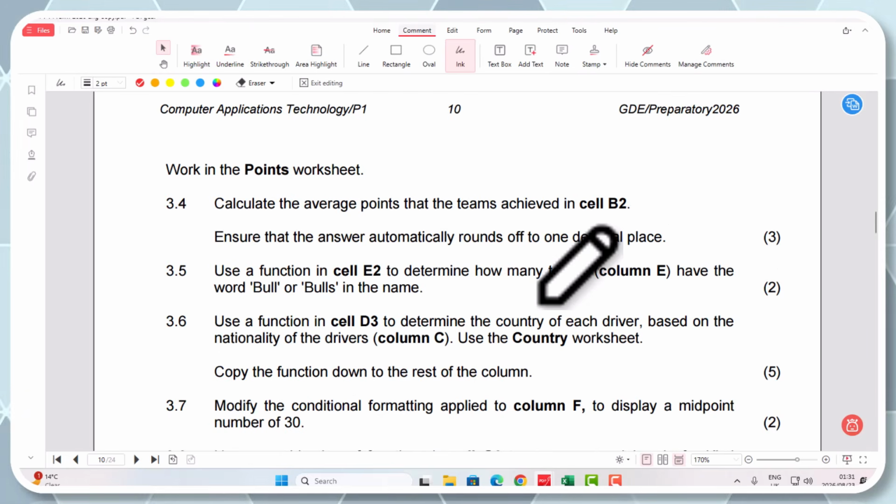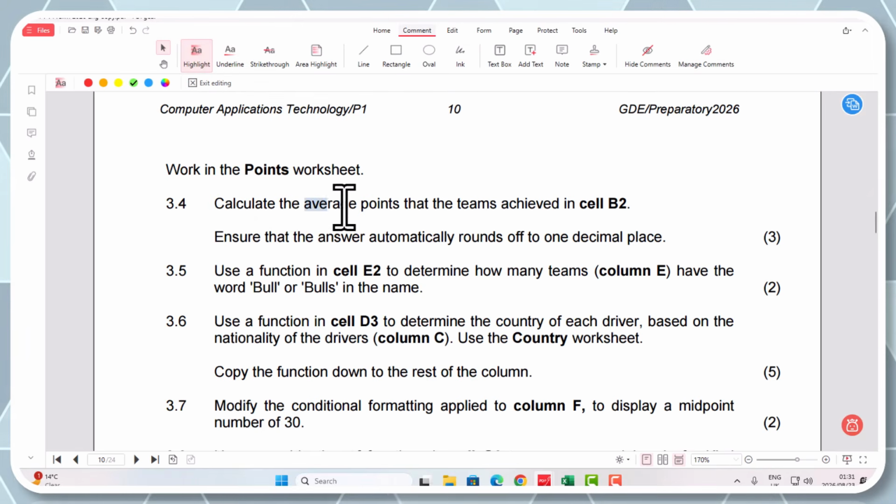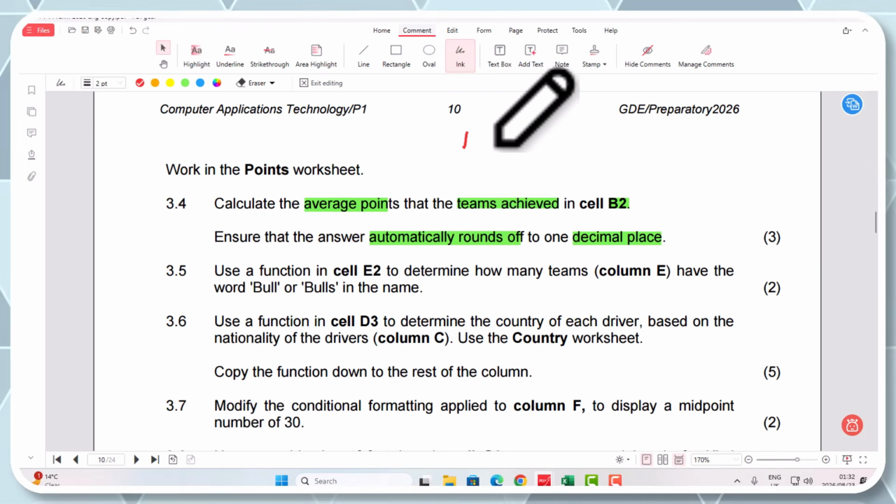We're going to continue with this question. Work in the points worksheet. What are we doing now? Calculate the average points that the teams achieved in cell B2. And that's not all. Ensure that the answer automatically rounds off to 1 decimal place. So guys, we are using 2 things here. I'm going to write over here. The first one, number 1, is the average.